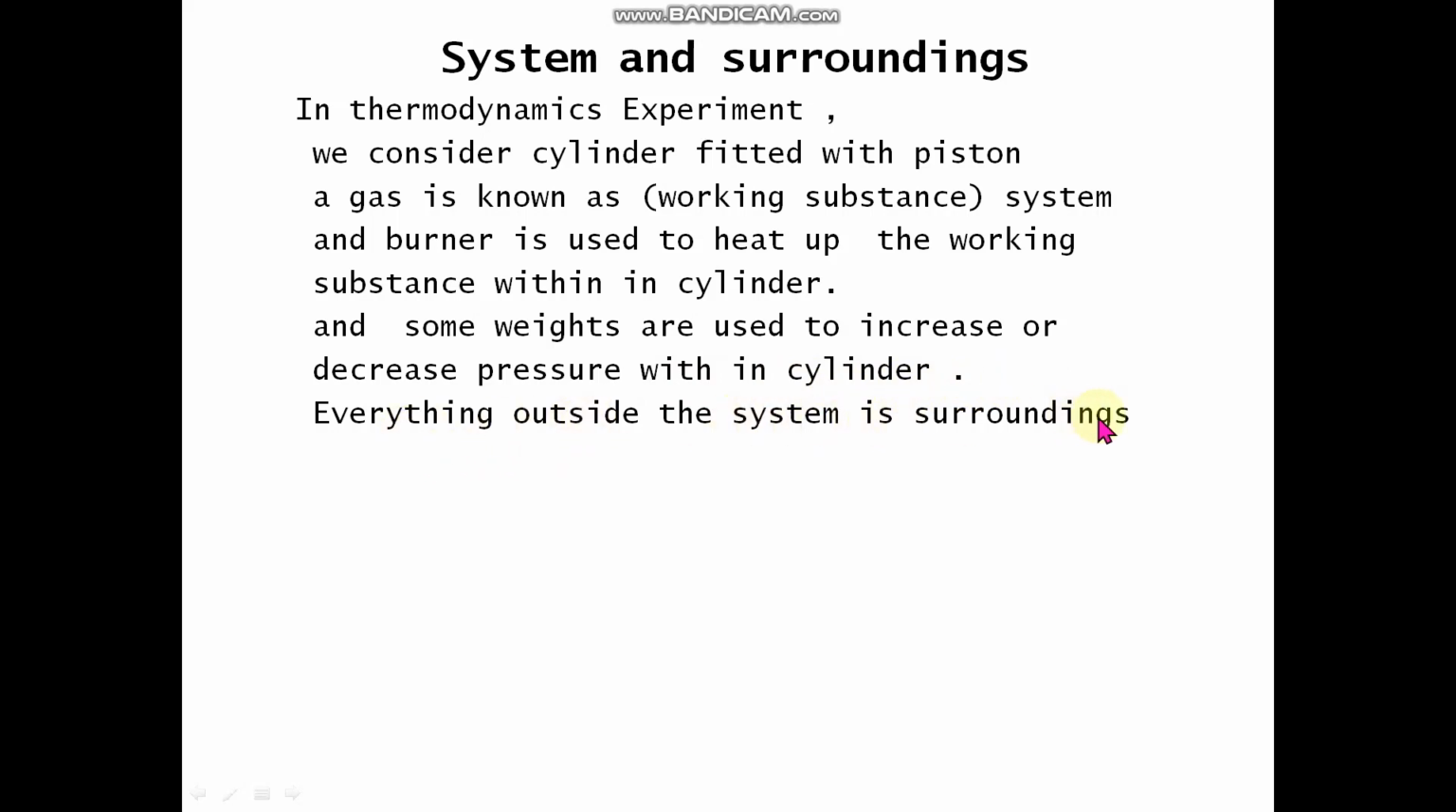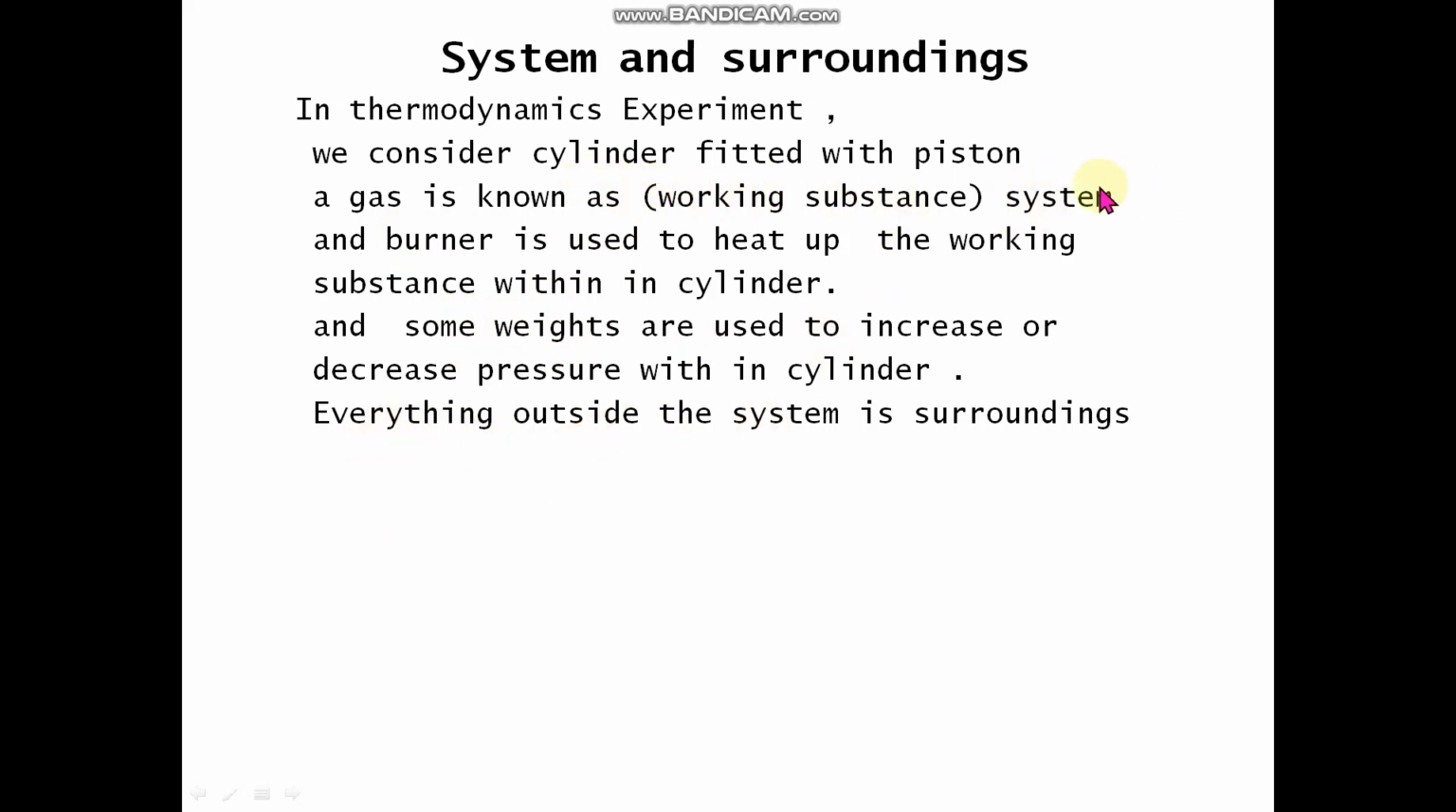Everything outside the system is known as the surroundings. To conduct this experiment we need five things: a cylinder and a piston, and a gas which is known as the working substance or system, and a burner. The burner is used to heat up the working substance within the cylinder, and some weights are used to increase or decrease the pressure within the cylinder. So the things are: cylinder, piston, gas (working substance or system), burner, and some weights.